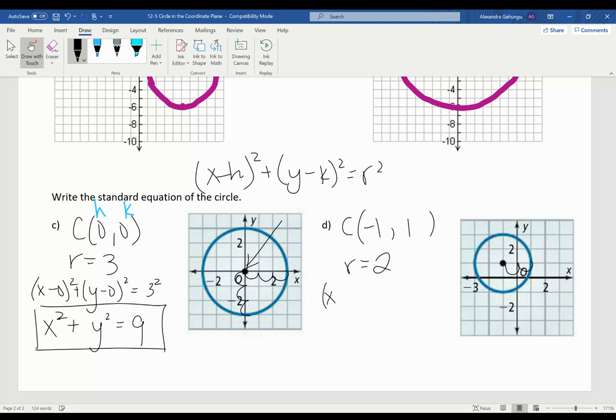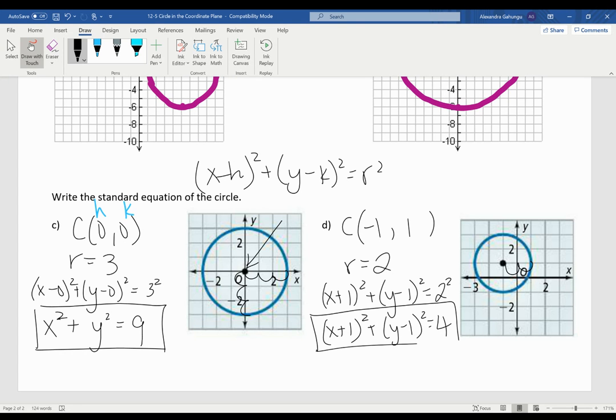So I'm going to go x minus negative 1, so x plus 1 squared, plus y minus 1 squared equals the radius squared. So the final answer is x plus 1 squared plus y minus 1 squared equals 4. So that's the equation of the given circle. And that's it for circles.